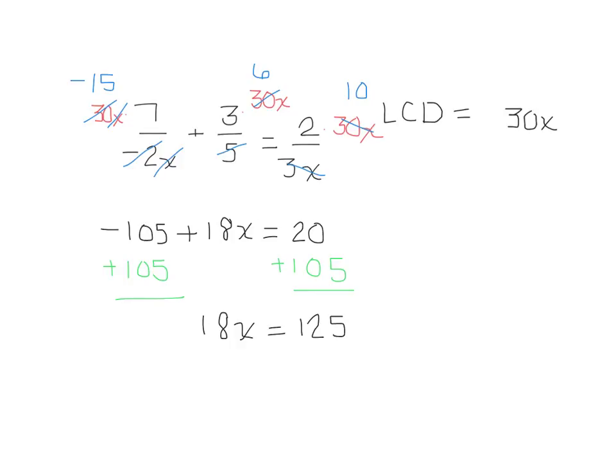And then x is being multiplied by 18. We need to undo that multiplication by dividing by 18. And as a result, we end up with x equal to 125 over 18. There are no common factors between 125 and 18, so that is our final answer.